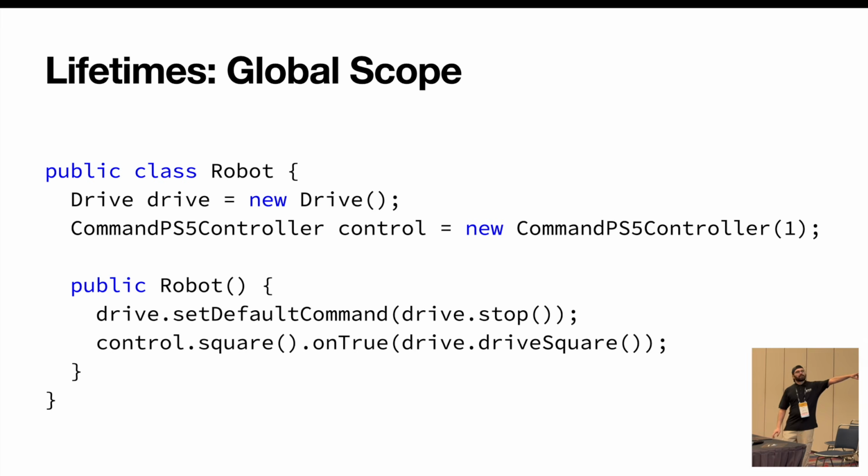So here's an example of that global scope I was talking about. I've set up a drive mechanism, I've set up a driver controller, pretty basic stuff. But I'm setting a default command and I'm setting a binding to the square button on my PlayStation 5 controller. This is the global scope, so these will always be active unless overridden by another scope. My global scope default command is stopping the drive, so the drive just does nothing by default. And the square button, when I press that, will make the robot drive to square. So these bindings are always active.